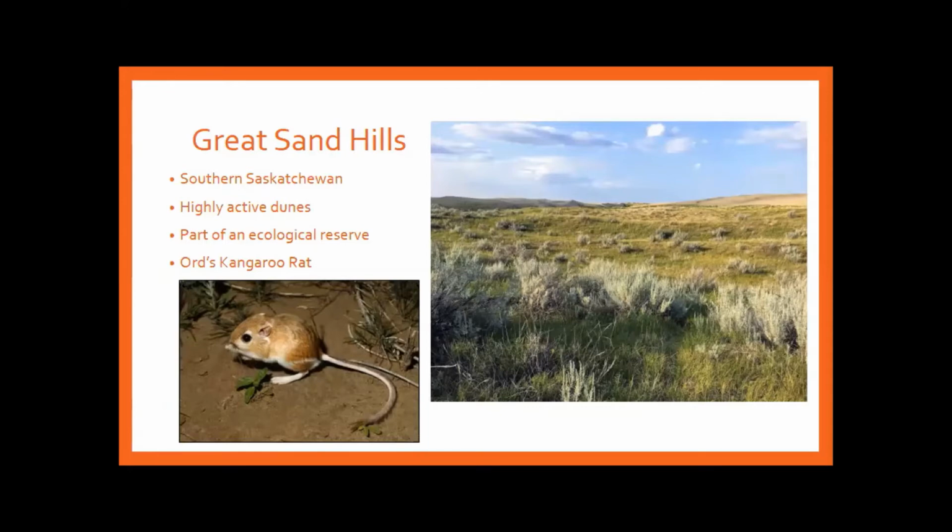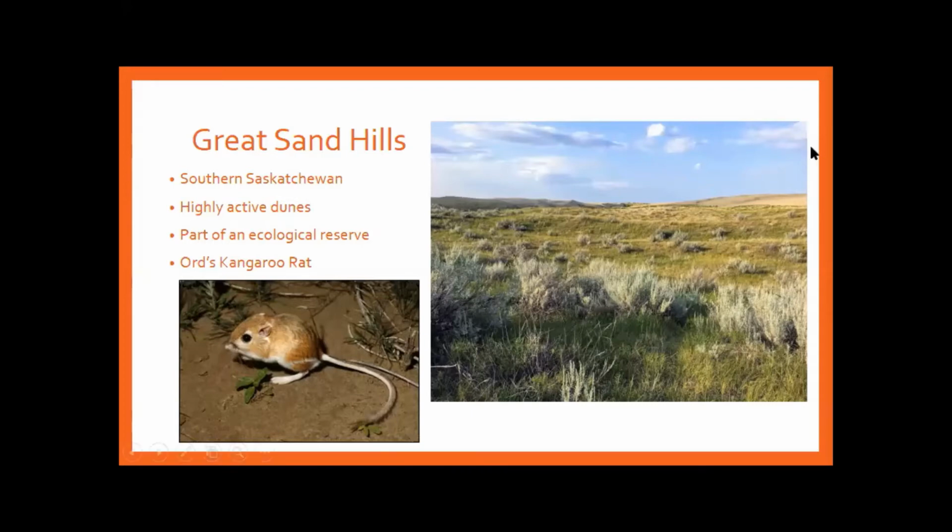And one of those is Ord's kangaroo rat. And the kangaroo rat is this lovely little cute creature in the bottom left of the slide. And we have in Saskatchewan the only population in Canada. The other population is in Alberta in Suffield, and it's a military base. So you can't even see them there. So in Saskatchewan, we can actually go to the sand dunes and see them, which is really cool. And most people have no idea this rat exists. So I always like to highlight it as one of the unique species in Saskatchewan.